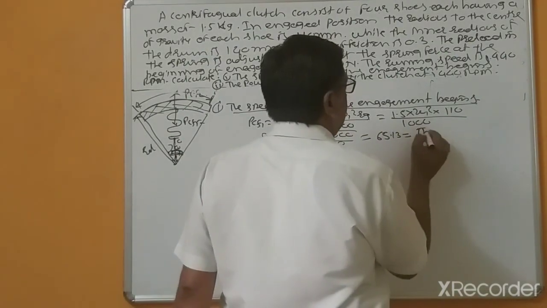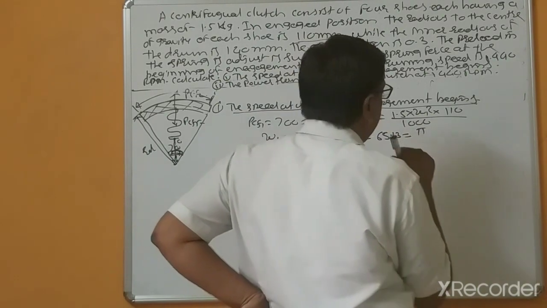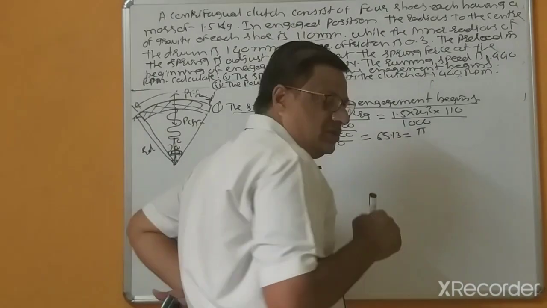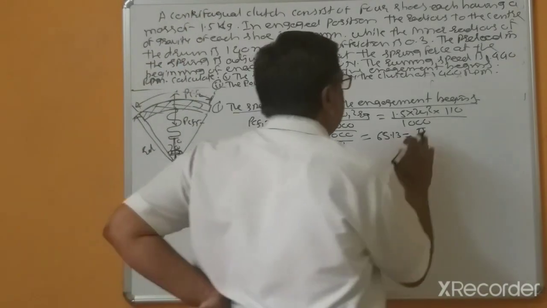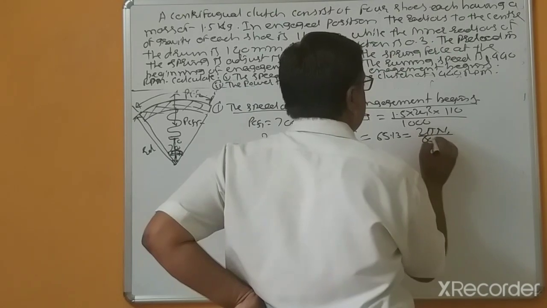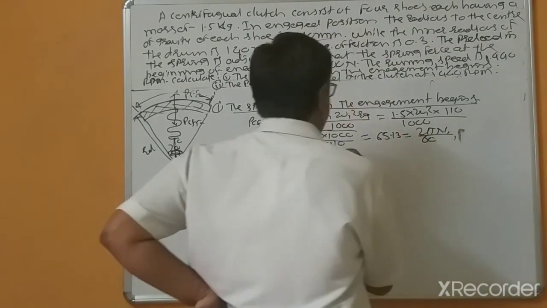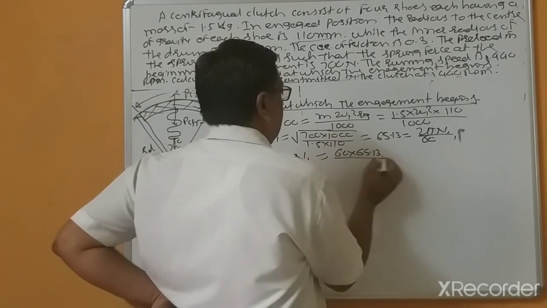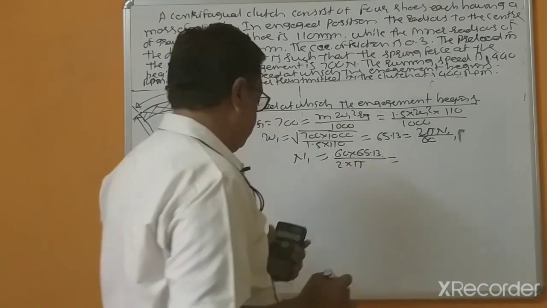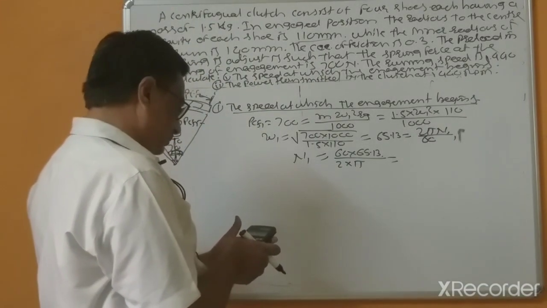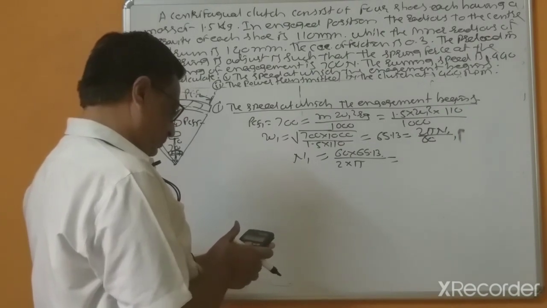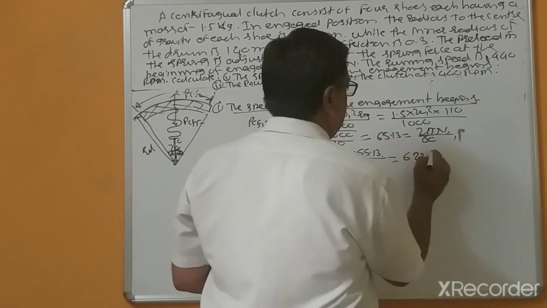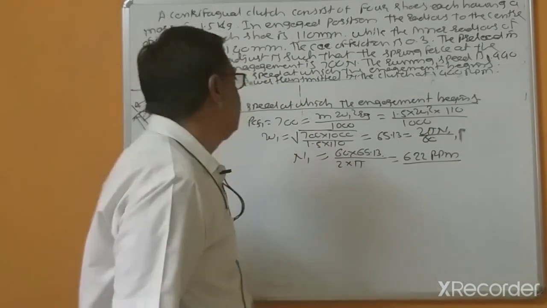This is equal to 2 pi n1 divided by 60, where n1 is the RPM. So n1 equal to 60 into 65.13 divided by 2 into pi, which is 622 RPM. This is your first answer.